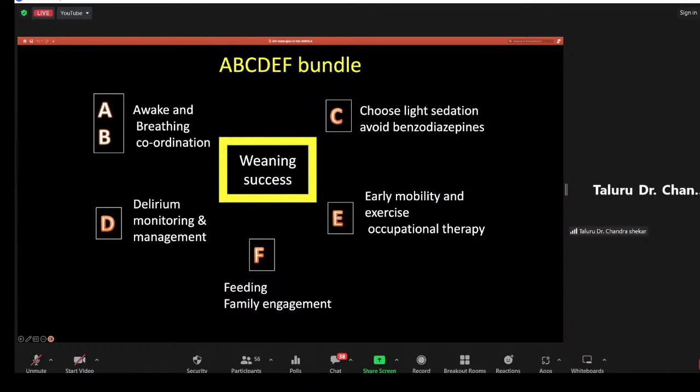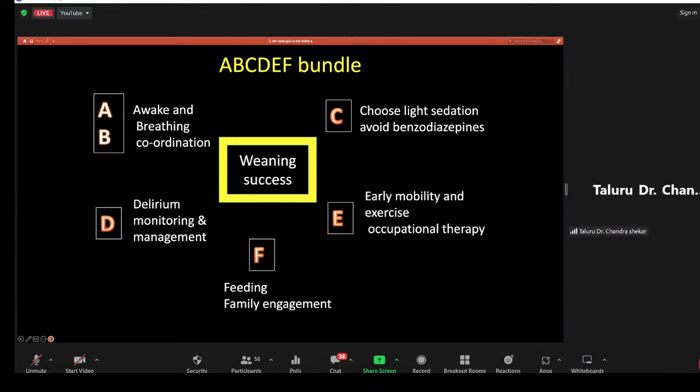So this is the most important bundle that every ICU in this country should implement, the ABCDEF bundle. This bundle is what is going to keep the functional reserve of the patient intact and make the weaning much easier. So the ABCDEF bundle is the bundle that every ICU has to implement. So what does it constitute?